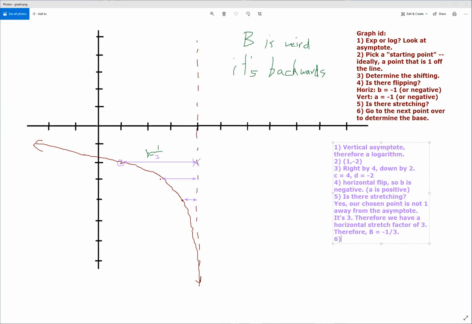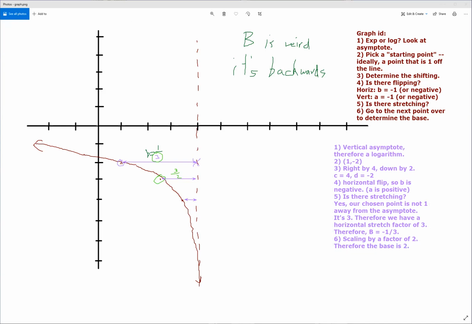All right, and finally, we need to determine what our next point is. Well, by next, I'm actually going to go to a previous point, which is this one. I'm going to say, well, this is like 3/2 off the line versus this one being 3 off the line. So it looks like we're scaling by a factor of 2, right? 3/2 times 2 is 3. So we are scaling by a factor of 2. Therefore, the base of our logarithm is 2.